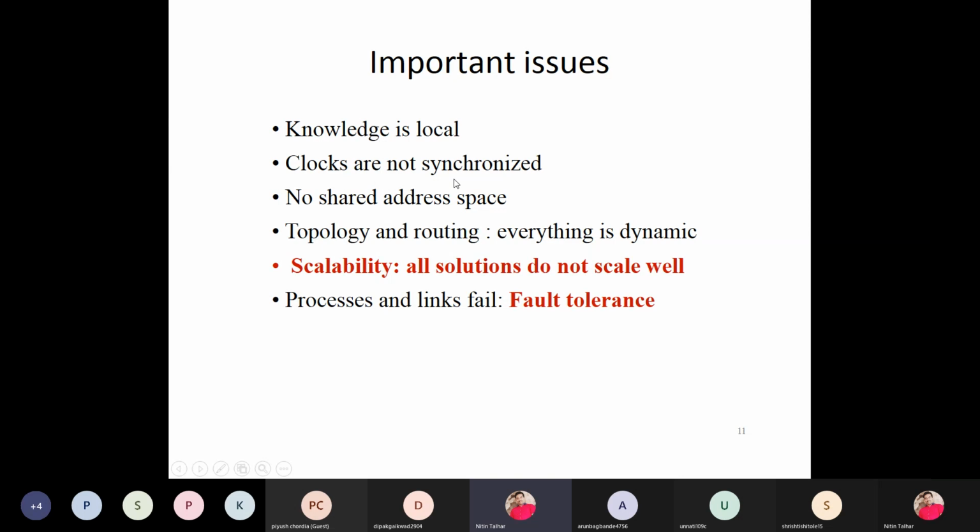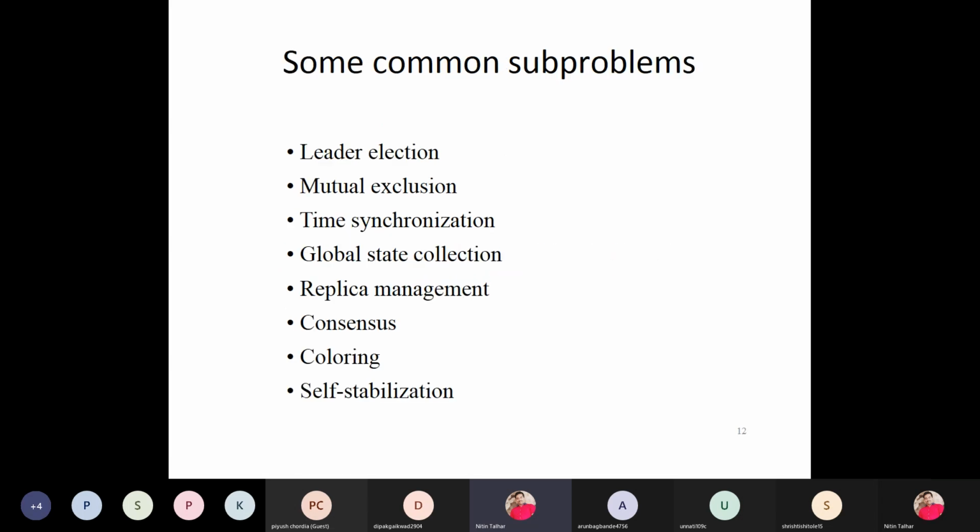The clock may not be synchronized. Some address space may not be identified. There may be several issues with topology and routing, related to the routing of the packets and all. Then scalability, that is the main issue. Then the link may fail, which is related to fault tolerance. So these are some of the issues that may be possible in large networks and large applications in distributed systems.